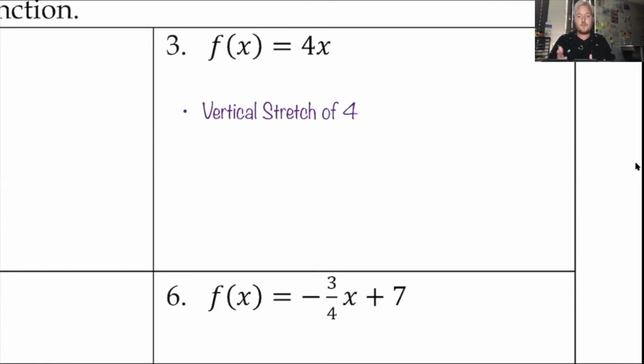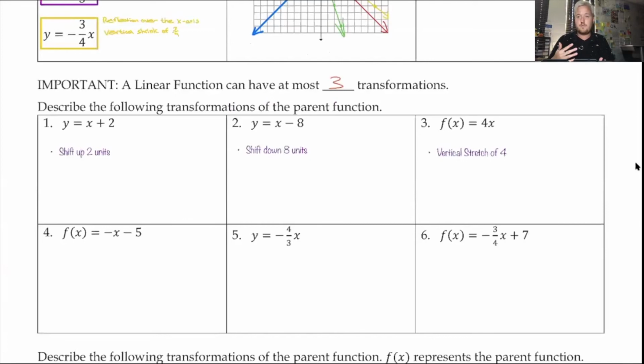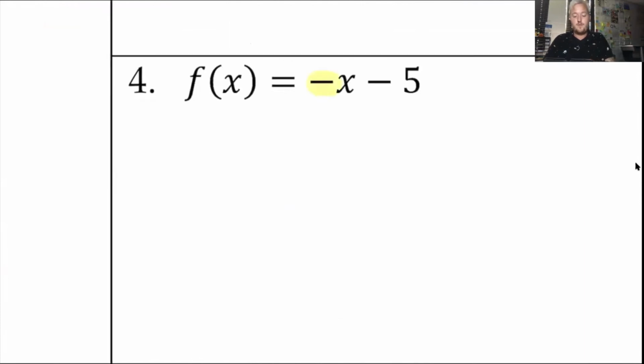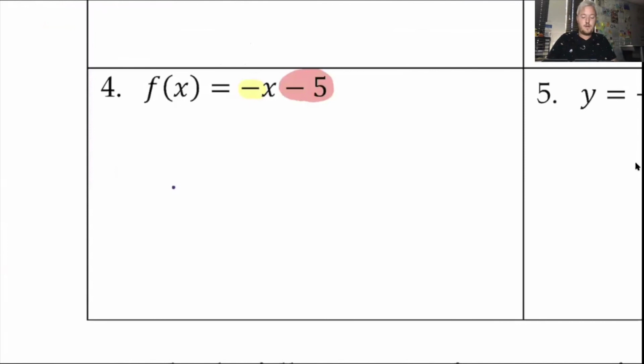So far in these equations, we only have one transformation, but we're going to get problems that have up to 3 different transformations. So now looking at number 4, we have 2 distinct transformations. So one of them is we have a negative, and then our other one is that we have this minus 5 right here. So that first one that's highlighted in yellow, the negative with our slope, that means a reflection over the x-axis. And then the negative 5 over there, that's a b value, so that means a shift down 5 units.